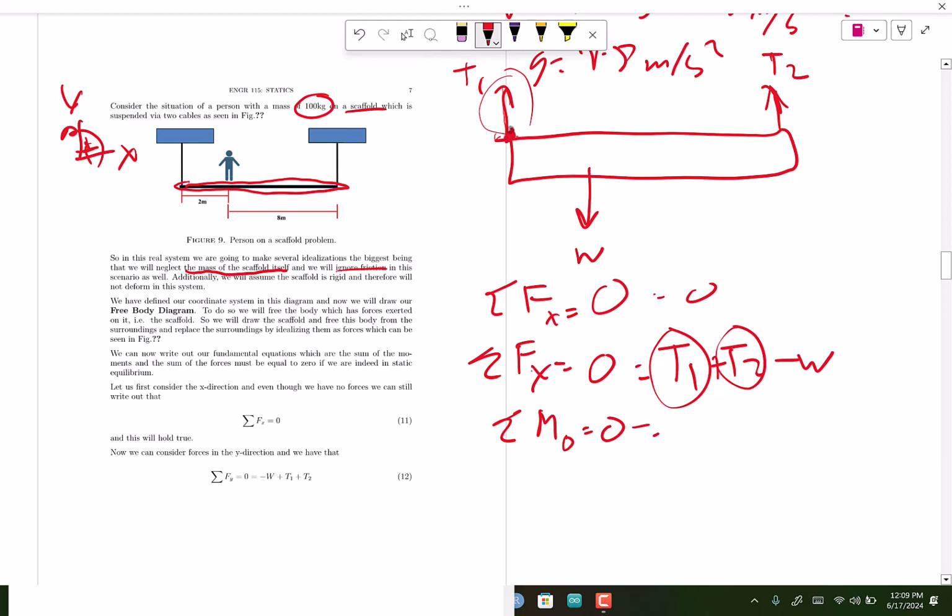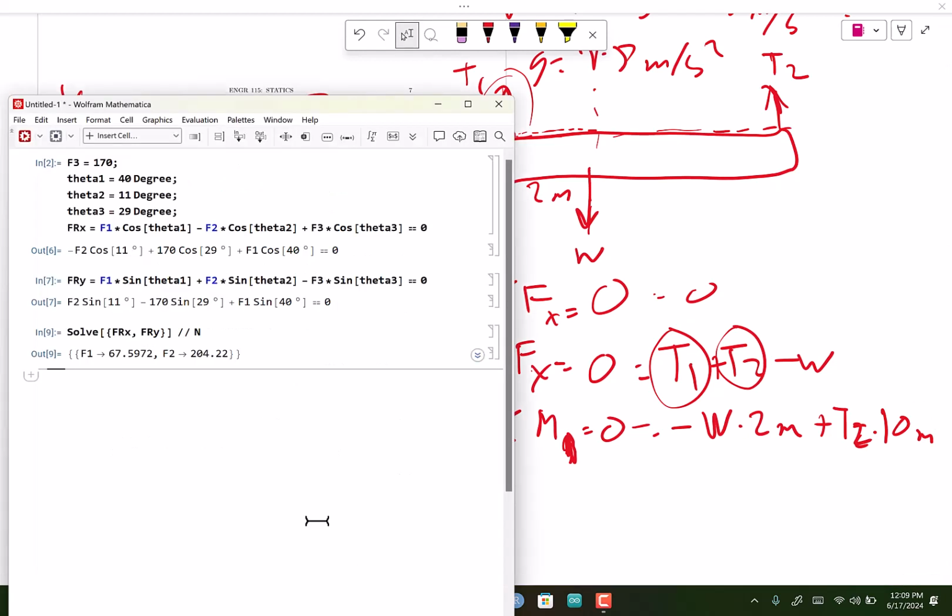Why? Let's say I put my moment at position 1. What's the perpendicular distance from my origin to the line of action for T1? It's 0, right? So there's no moment from T1, but there is a perpendicular distance to the line of action to W, and that is 2 meters. And if I do my right-hand rule, I can see that it's going to be minus W times 2 meters. What about T2? That's 10 meters, and I see that's positive because it's going to go counterclockwise. So I'm going to do plus T2 times 10 meters. And that must be equal to 0. So I have 2 unknowns. I have 2 equations. Let's go ahead and solve.